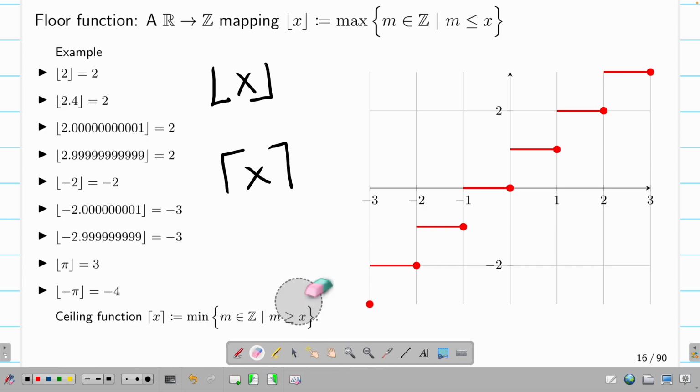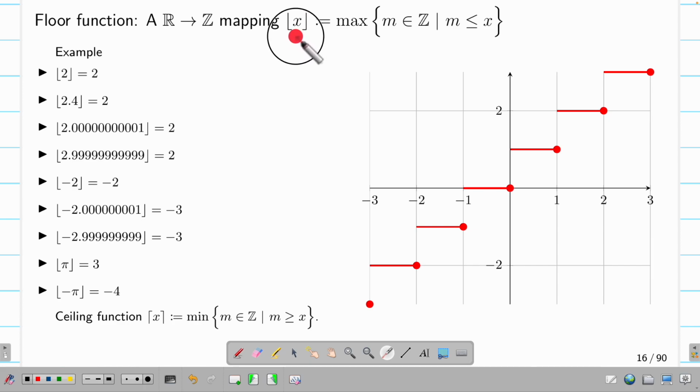The meaning of the floor function, just by the name, is that you take the integer nearest to x that is below x. For example, for 2.4, the nearest integer below 2.4 is 2, okay? 2.001, the integer below this number is 2. 2.9, the integer below this is 2. Negative 2 is negative 2. And then negative 2.01 is negative 3. Negative 2.999 is also negative 3. Pi is 3.14 something, so therefore it's 3. Negative pi is negative 4, okay? So this is the floor. You can also have the ceiling, and this is the graph, okay?